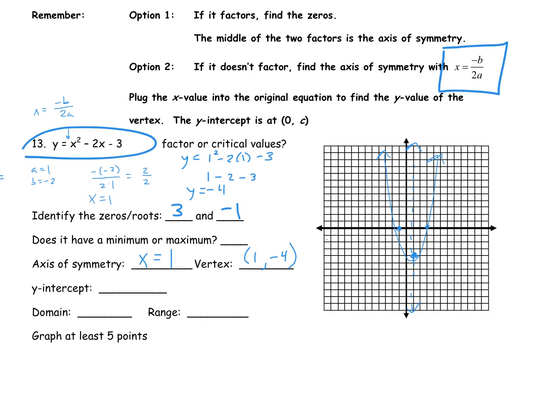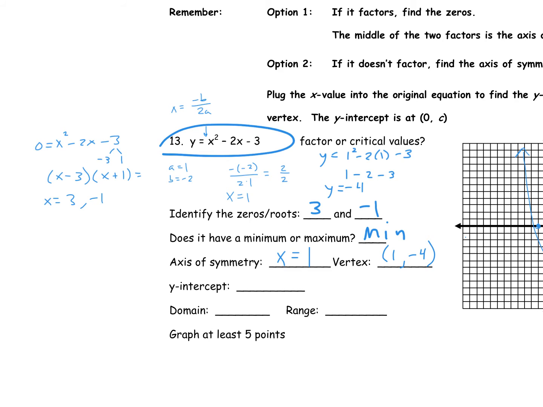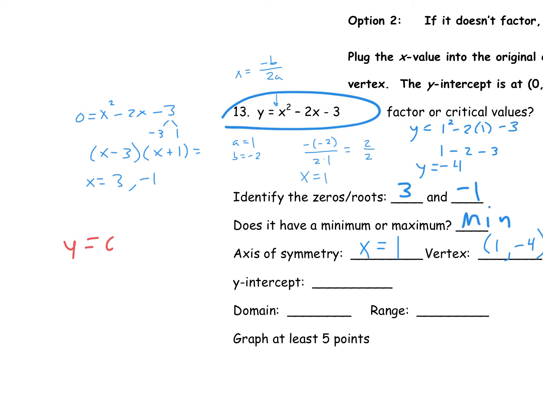And then let's see what other questions we can answer. Does it have a minimum or maximum? It has a minimum. What is our y-intercept? How can we find the y-intercept? Set x equal to 0. So y is equal to 0 squared minus 2x minus 3. So this should be 0. Y is equal to negative 3.